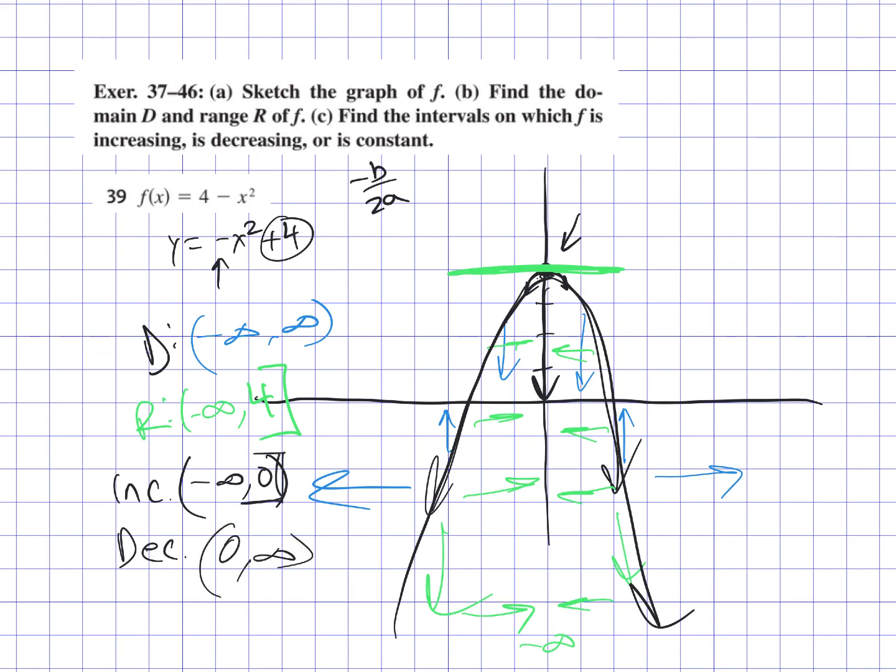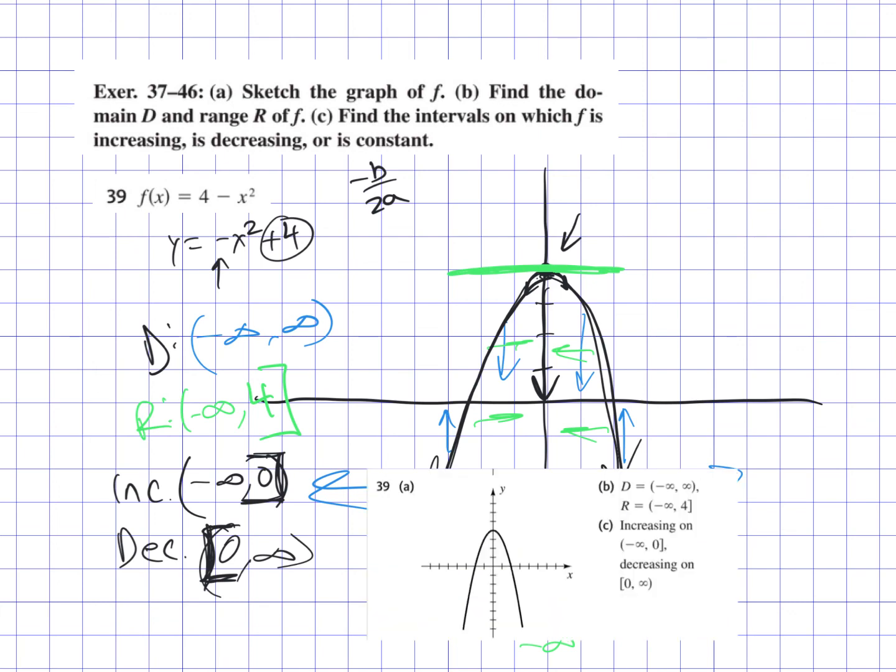And so let's stay consistent. Put brackets around the 0. Okay. We'll pause it, take a look at that answer. It's what we have.